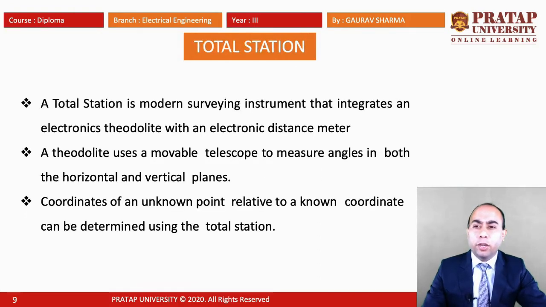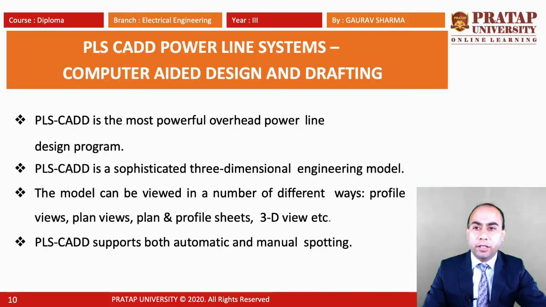Now the total station is a modern surveying instrument that integrates an electronic theodolite with an electronic distance meter. A theodolite uses a movable telescope to measure angles in both the horizontal and vertical planes. Coordinates of unknown points relative to known coordinates can be determined using the total station.